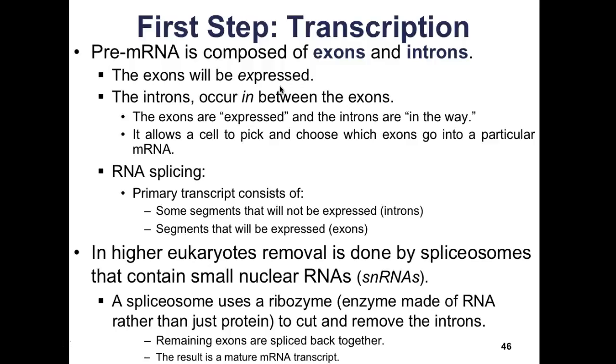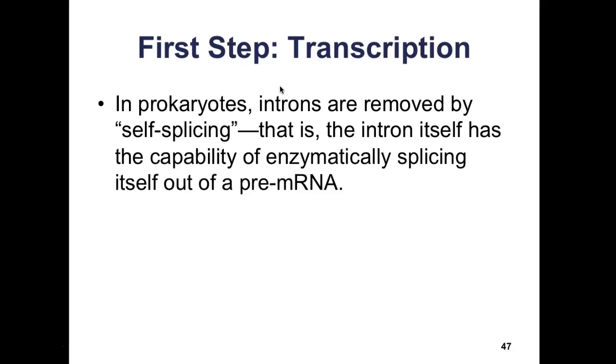RNA splicing: the primary transcript consists of some segments that will not be expressed, introns, and the segments that will be expressed, exons. In the higher eukaryotes, the removal is done by spliceosomes, which contain small nuclear RNAs, or snRNAs. The small nuclear RNAs serving as spliceosomes are going to use a ribozyme, an enzyme made of RNA rather than just a protein, to cut and remove those introns out of the way. And the remaining exons are then spliced back together.